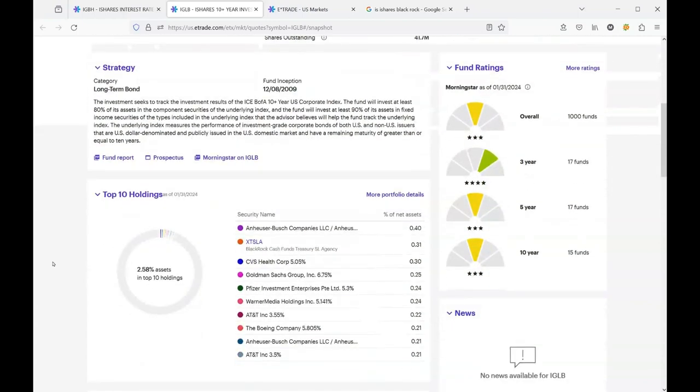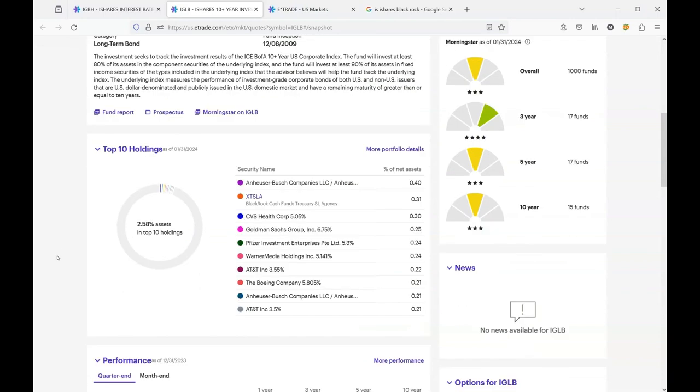But I wanted to see what are the top 10 holdings of this corporate bond fund. A government bond is very stable, but when it comes to corporate bonds, they're only as good as the companies that you're investing in. So at the top here, we have Anheuser-Busch. Well, you guys know what happened there, right? With some advertising issues, but it's a strong company and it's not so bad.